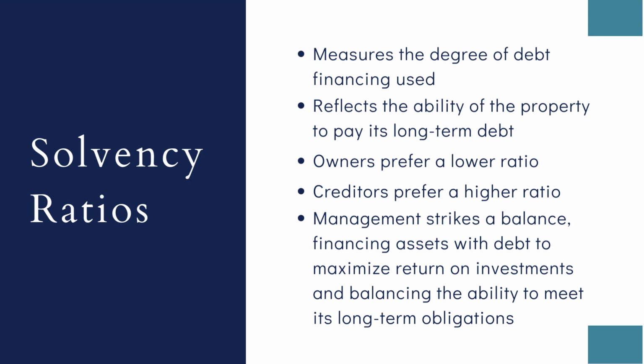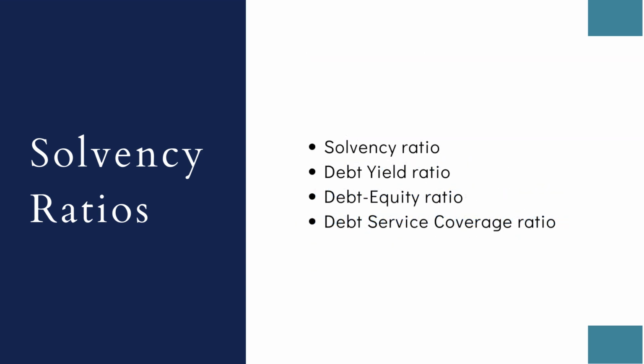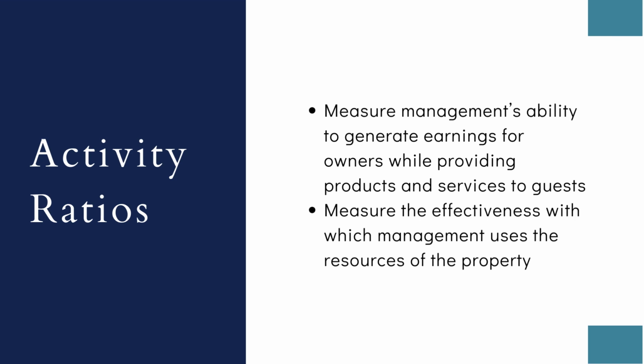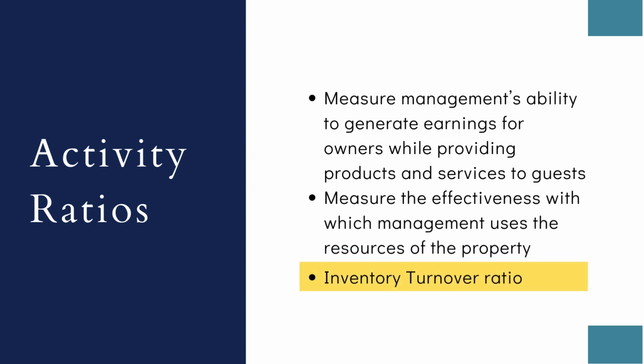Within this category, the USALI discusses 4 solvency ratios, with the first aptly named the solvency ratio. The other 3, namely the debt yield ratio, debt equity ratio, and debt service coverage ratio, are elaborated upon with illustrative examples. The third facet of analysis, activity ratios, examines management's prowess in generating earnings while catering to guests. It gauges how effectively resources are employed. Among these ratios, the USALI emphasizes the inventory turnover ratio, with a specific focus on food inventory turnover.